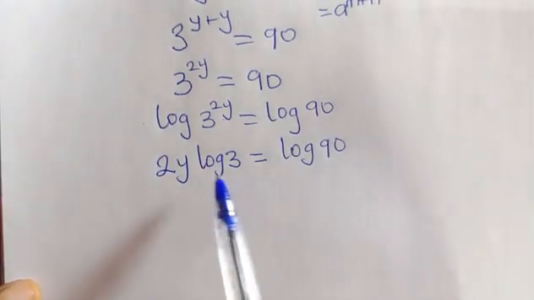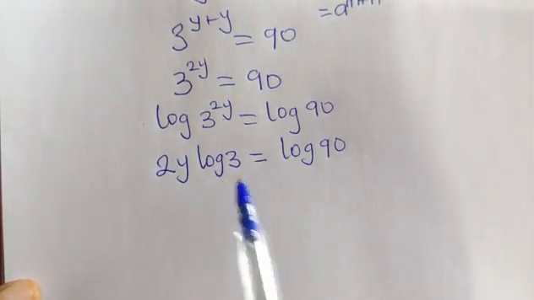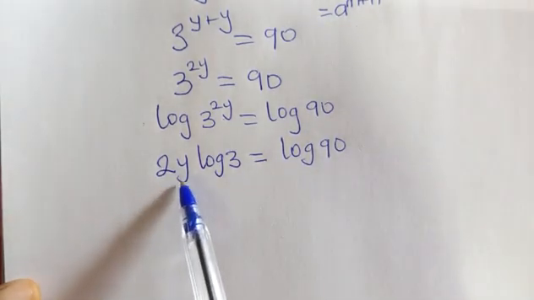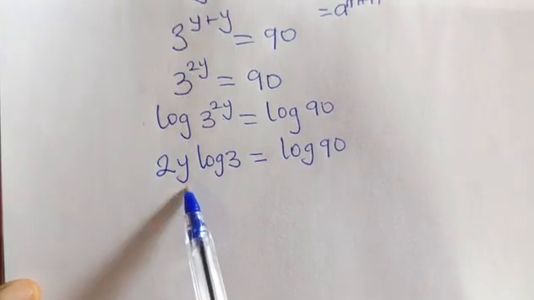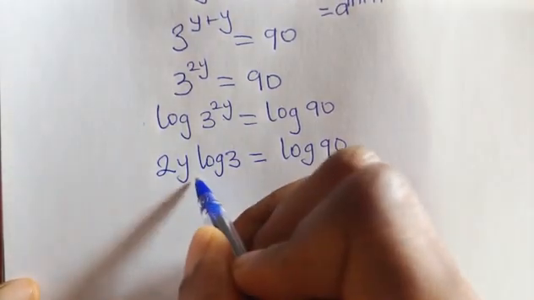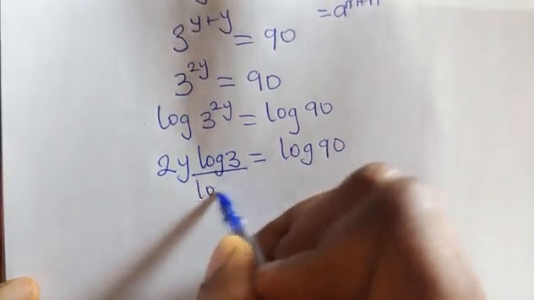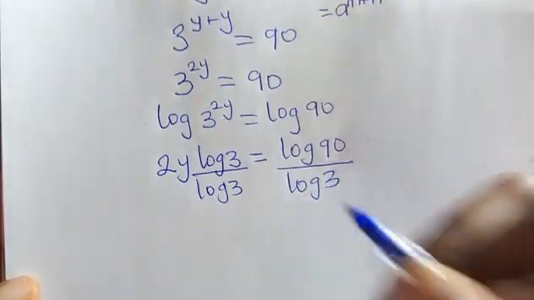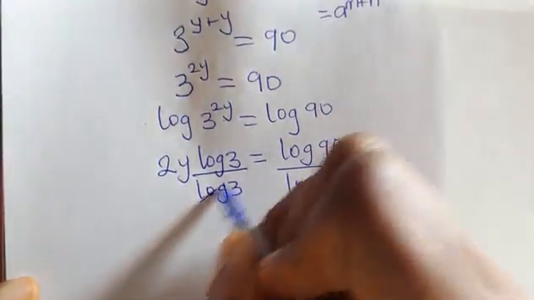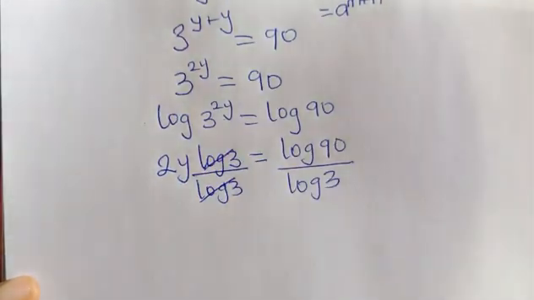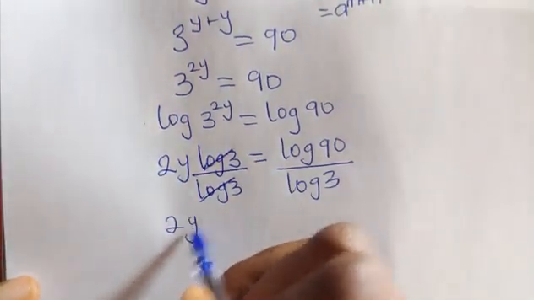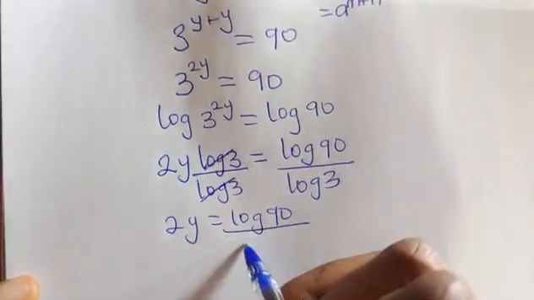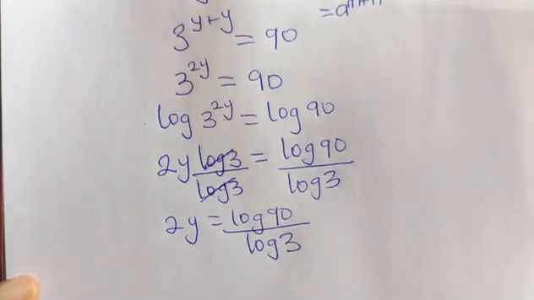So let us divide both sides of this equation by log 3. The essence of dividing by log 3 is that we are trying to make y the subject of the formula. Let's divide both sides by log 3. So log 3 cancels log 3. We have 2y equals log 90 all over log 3.